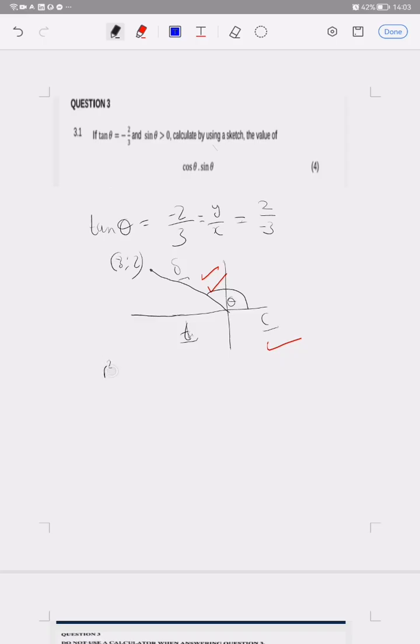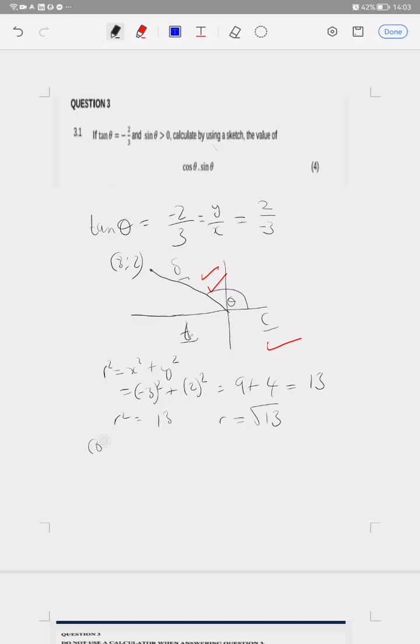So I have r squared is equal to x squared plus y squared, right? Then x squared is -3 squared plus y squared, and y squared is 2 squared. So this will be 9 plus 4, which is 13. Therefore r squared is equal to 13. Therefore r is equal to square root of 13. Okay, so now I can solve the problem, right?